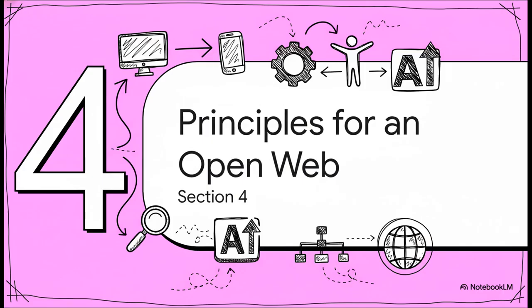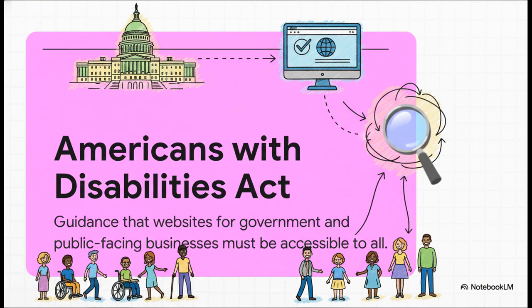And thankfully, there is a framework that guides developers and designers in building a web that's more open for everybody. In the US, a really key piece of this is the Americans with Disabilities Act, or ADA. Now, what's fascinating is this law was passed way back in 1990, long before the web was, well, the web. But its core idea that public spaces have to be accessible has been extended to our digital public spaces. This means websites for businesses and government are required to be accessible to everyone.